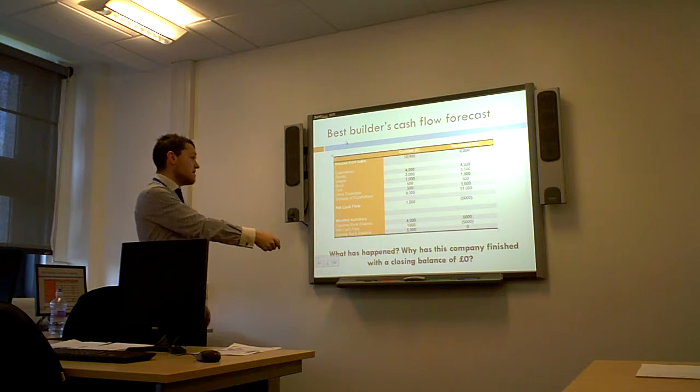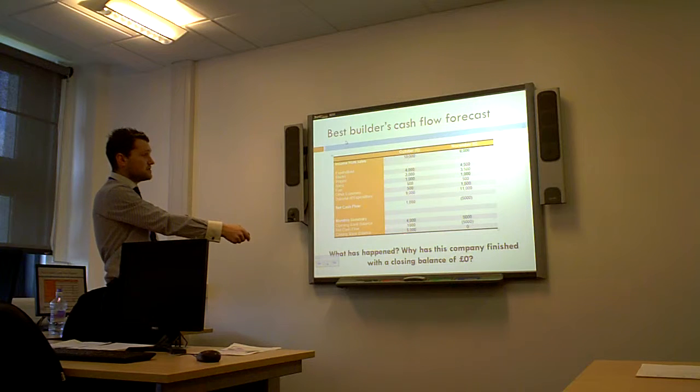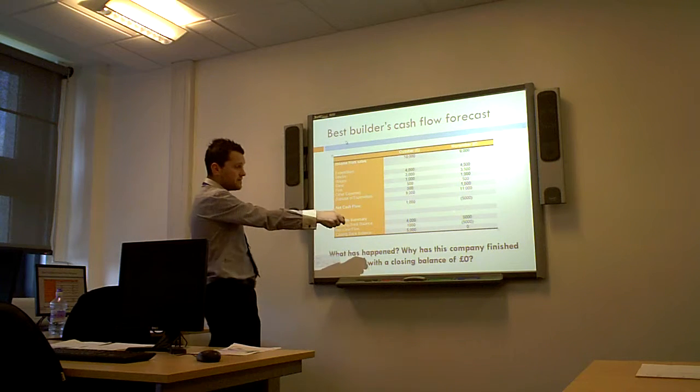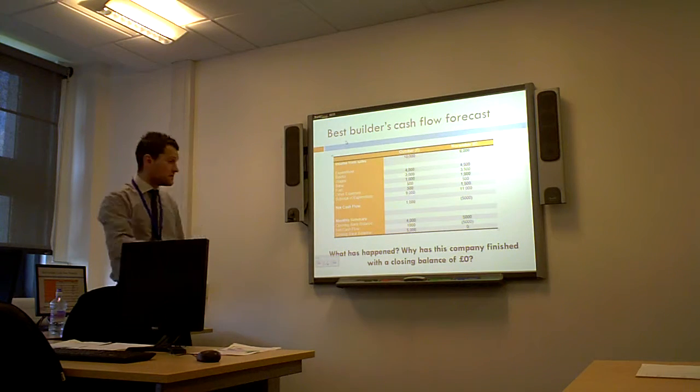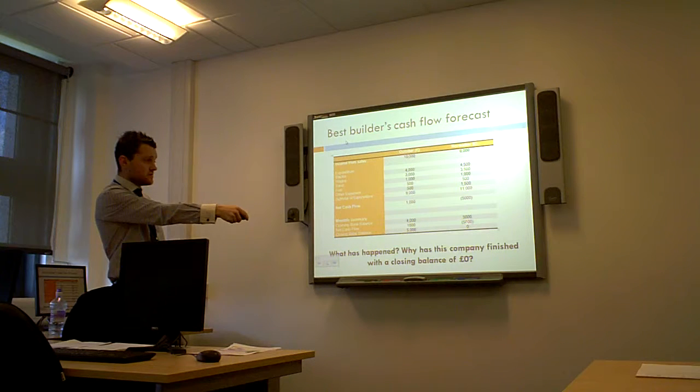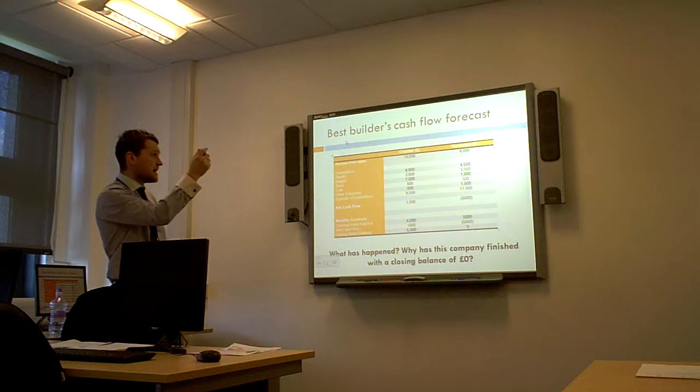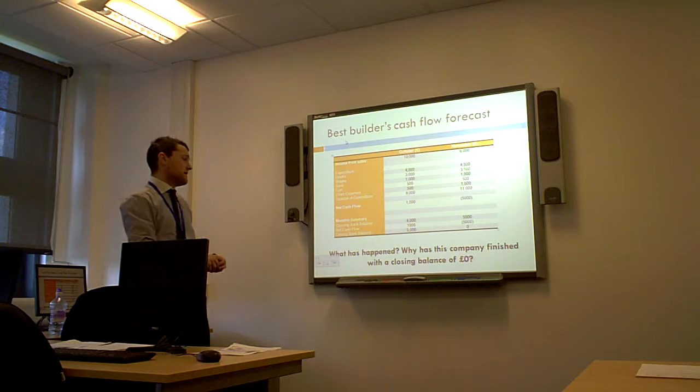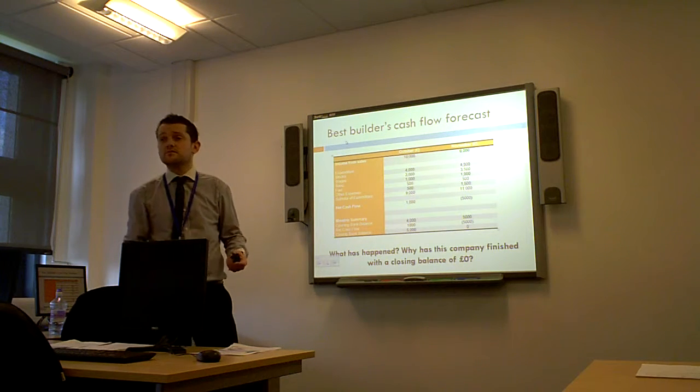So you can see that we finished October with 5,000, so therefore we must start November with 5,000. Net cash flow is there. It's exactly the same. So that means that at the end of November, the closing bank balance is 0.